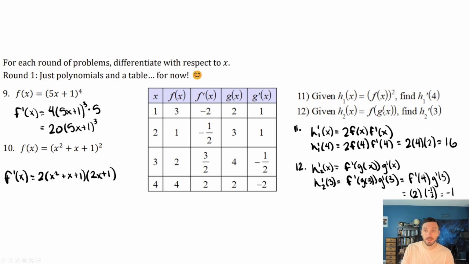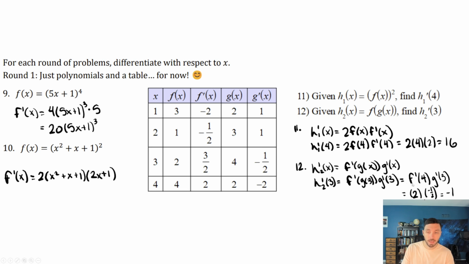Looking at 12, we do have an f and then a g, so g is inside of f. So we take the derivative of the outer, and then we keep the inner the same, and then we multiply by the derivative of the inner. So this is going to be f prime of g of 3 times g prime of 3. So g of 3 is right here, it's 4. So this expression right here is 4, so we're doing f prime of 4. And then g prime of 3, that's right here, so that would be negative 1/2.